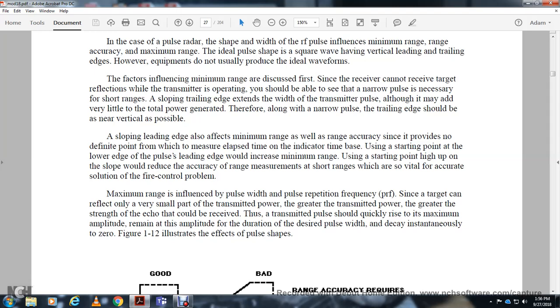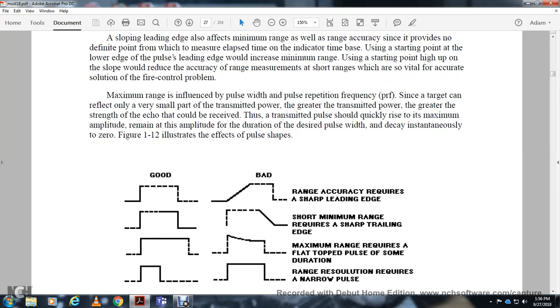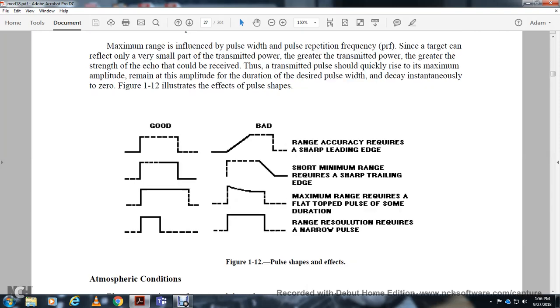Figure 112 illustrates the effect of the pulse shape. Good accuracy requires a sharp leading edge, and a good short minimum range requires a sharp trailing edge. Good maximum range requires a flat top pulse of sufficient duration, and good range resolution requires a narrow pulse.